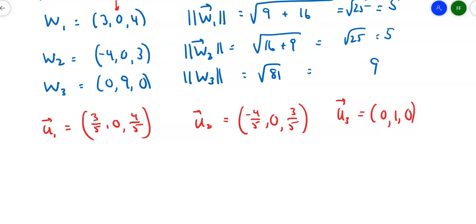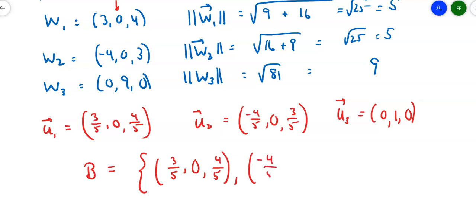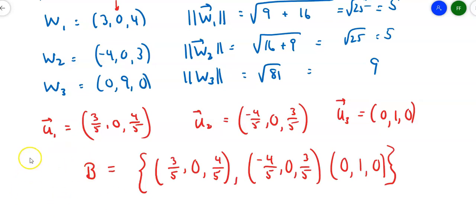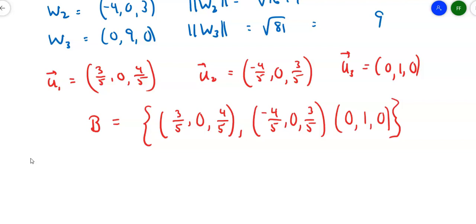So if you want to write my new basis nice and fancy with the set notation, it'll look like this. (3/5, 0, 4/5). That's nothing more than the original first vector we were given, except written in terms of a unit vector. (-4/5, 0, 3/5). And the last one is just actually j. There's my answer. You can verify that they're all perpendicular and that they're all of magnitude 1, and that is my orthonormal basis in R3.